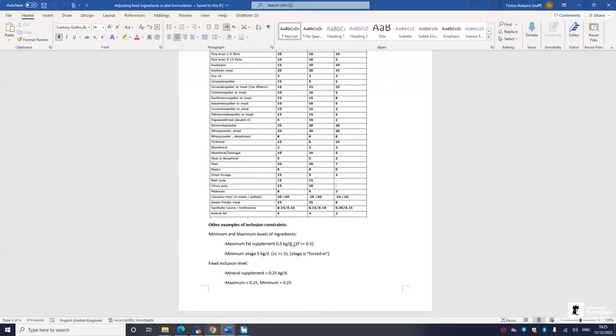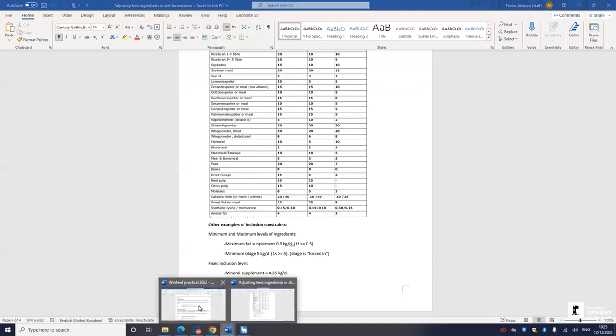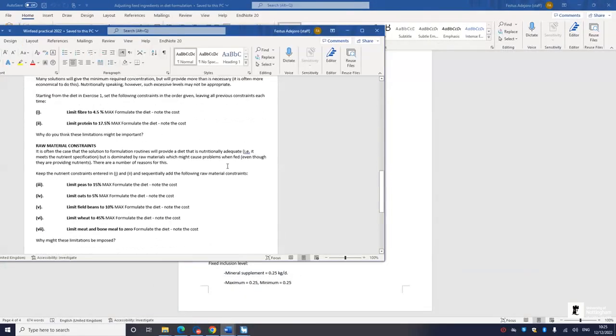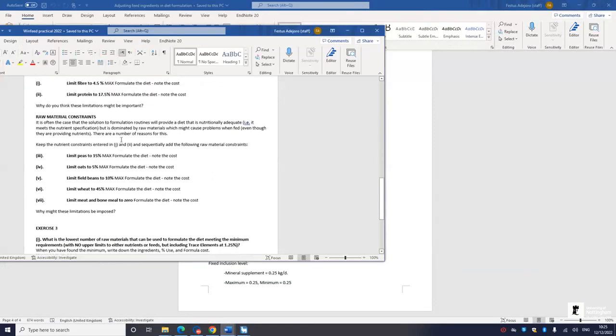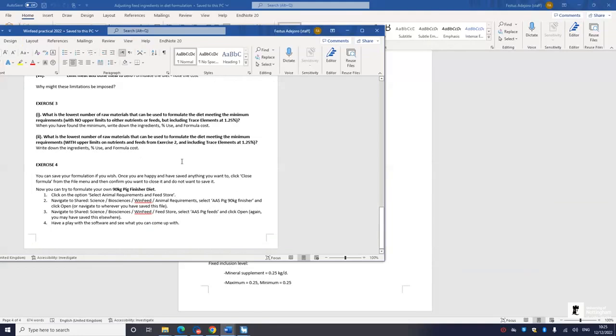So in the exercise we were looking at earlier on, exercise 3 and 4 is something you can play around with on your own and just see what type of feed you get. The more constraints you introduce, the more likely you are to get a feed that meets the requirement of the animal with varying cost.